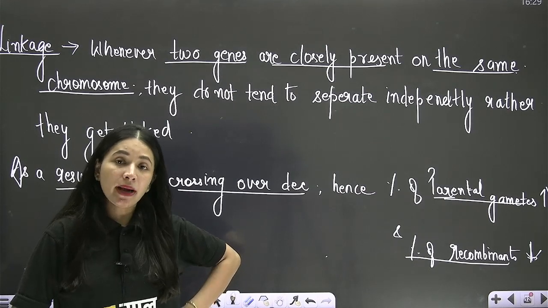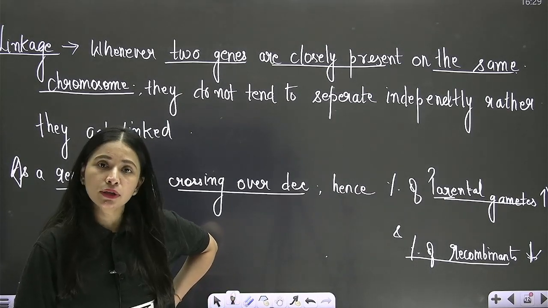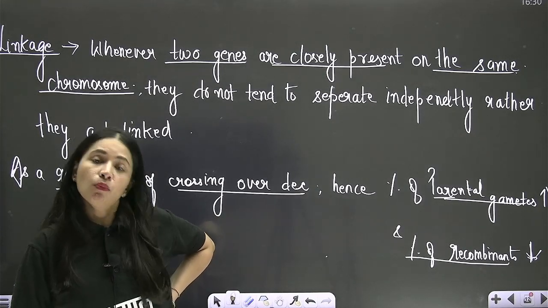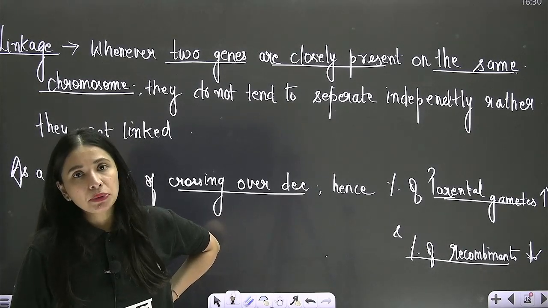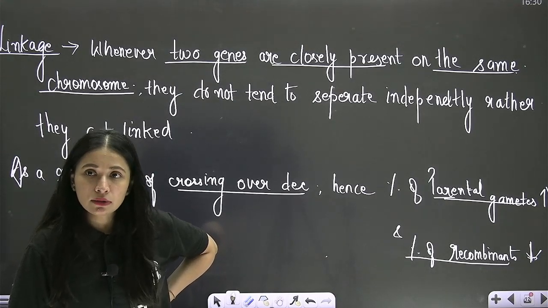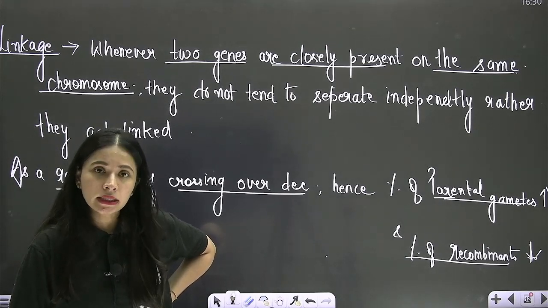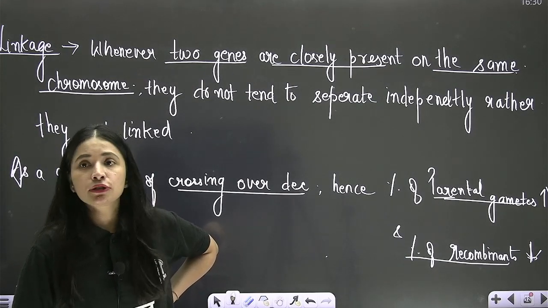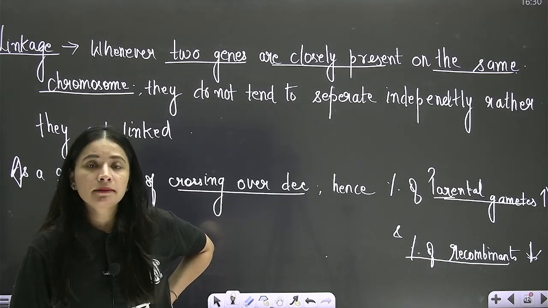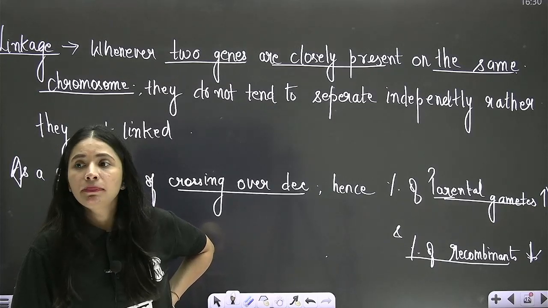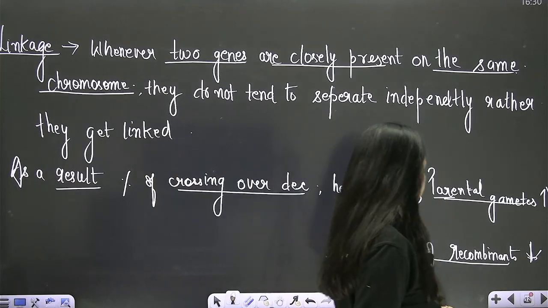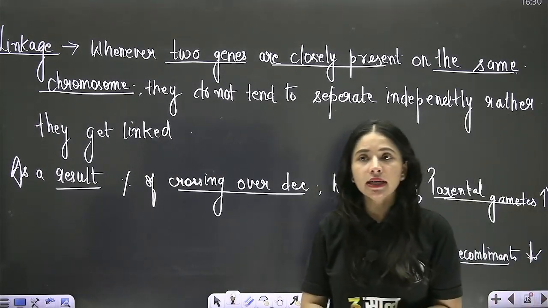And then there was a student of Morgan by the name Alfred Sturtevant, who used this concept that percentage of crossing over is directly proportional to the distance between the two genes. More the distance, more is the crossing over. Less is the distance, less is the crossing over. So by using this law, Alfred Sturtevant tried to locate the genes on the chromosome, stating that percentage of recombination will be equal to the distance between the two genes. Yes, have you all understood till here?